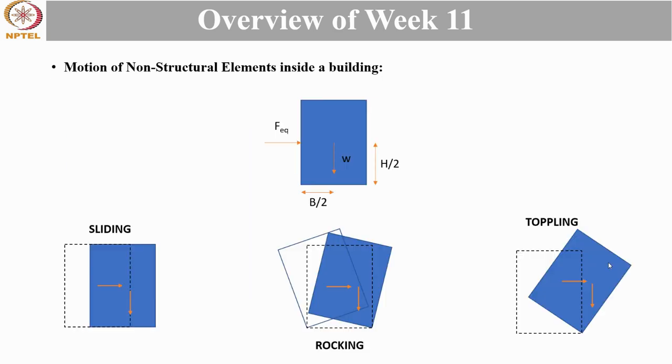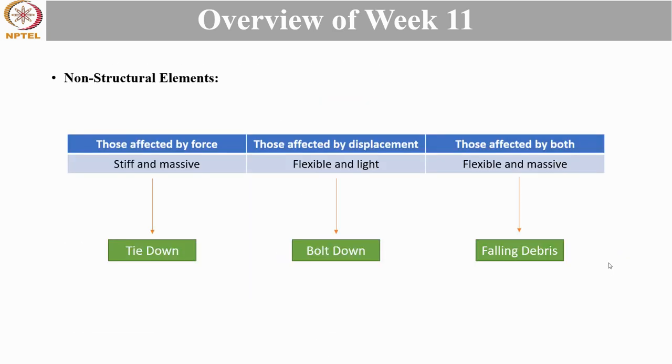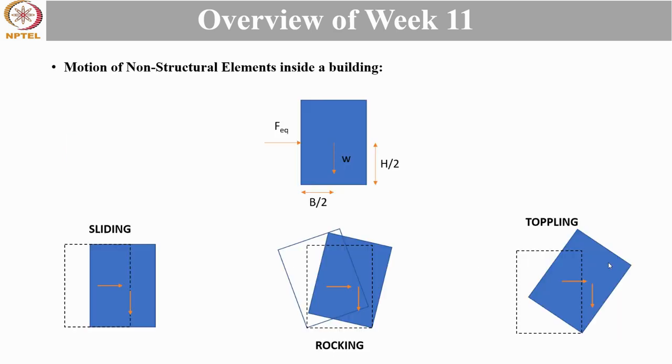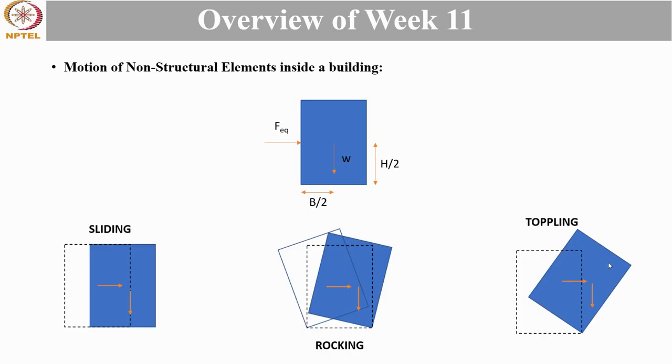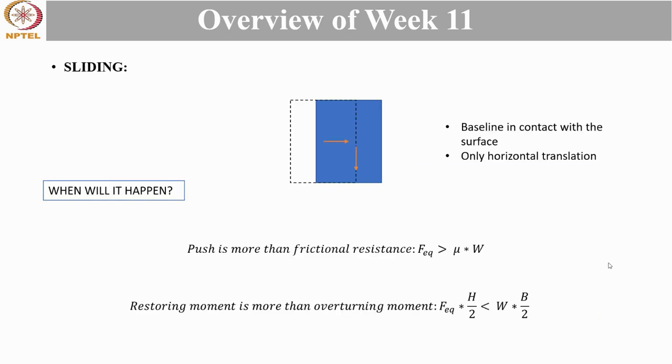Now, what will happen when and what equations govern them, we will see now. So we know if something is sliding, we need to tie it down. If something is deflecting, we need to bolt it. So we know the solutions for all these, but now we need to know what will happen when and how to measure them. Okay, so first there is sliding.